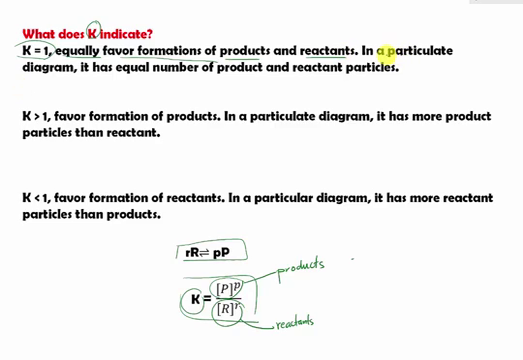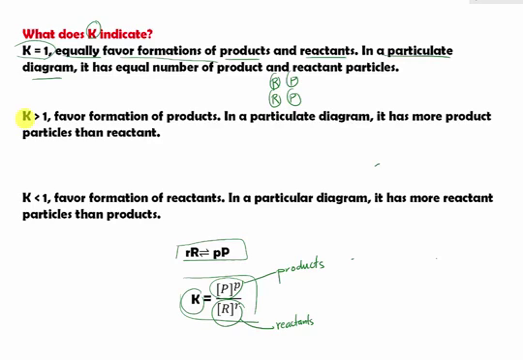Now if we look at the particulate diagram, we would see that the number of product and reactant particles will be the same. So I'm going to use R and P to represent our substances in terms of reactant and product. So I have R right there and R, and now I have P as product. Notice how the number of particles of reactant and product are equal to each other.